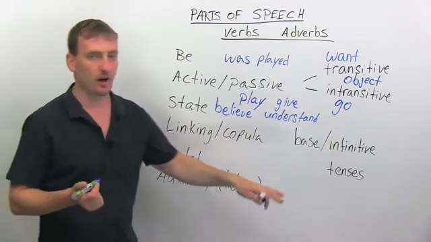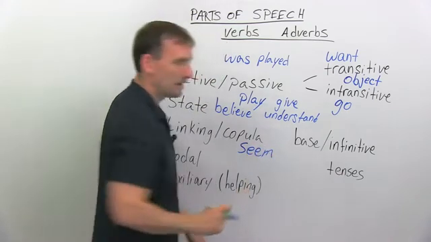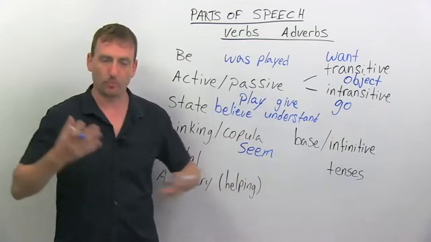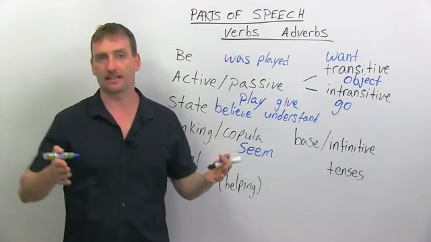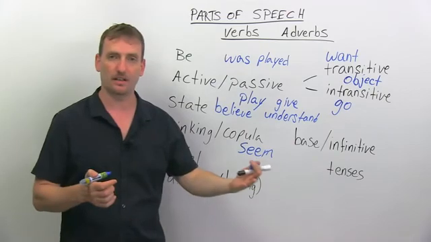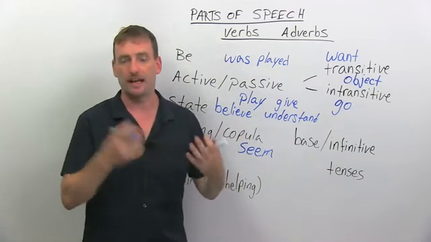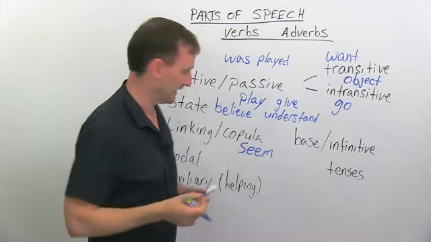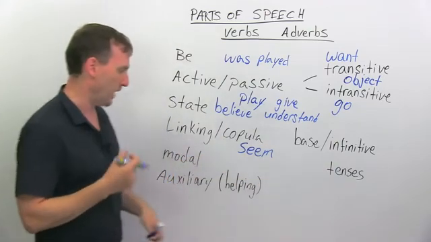Then you have linking and copular verbs. So for example, seem. He seems happy. There's no action here. There's no movement. Nothing is actually happening in the sentence. It's just describing a situation. And it's very similar to a be verb. He seems happy. Maybe he is, maybe he isn't, but I'm not doing anything, he's not doing anything. It's just my idea of his state or his feeling. So again, we use these also like action verbs, but there's no action.